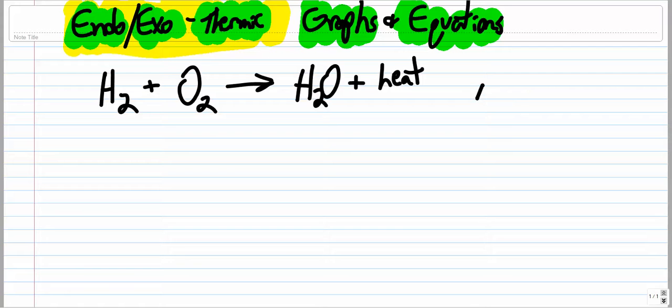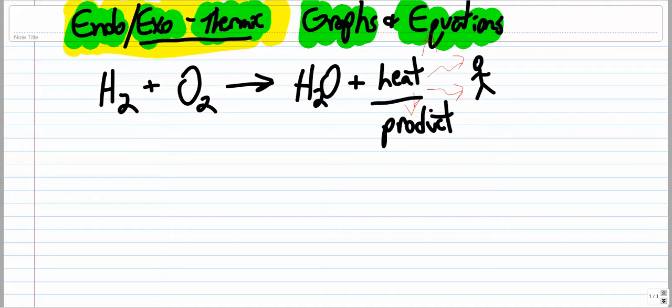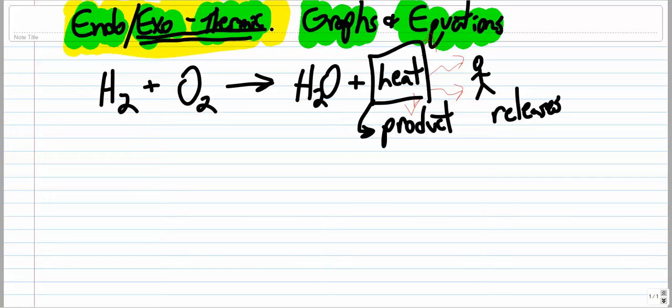So if you were standing nearby, you would say, oh yeah, I can feel the heat coming off this reaction. I can sense that heat. So this is an example of an exothermic reaction. So exothermic because heat is one of the products. So if heat is a product, it releases heat. And if it releases heat, it gives it off to the environment, and that's our definition of exothermic.